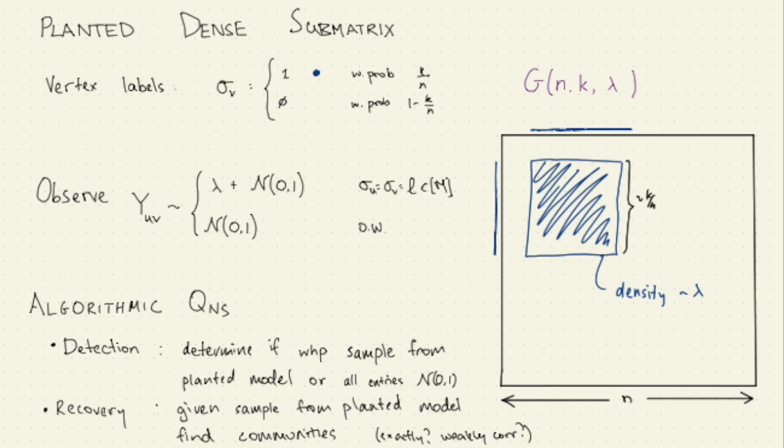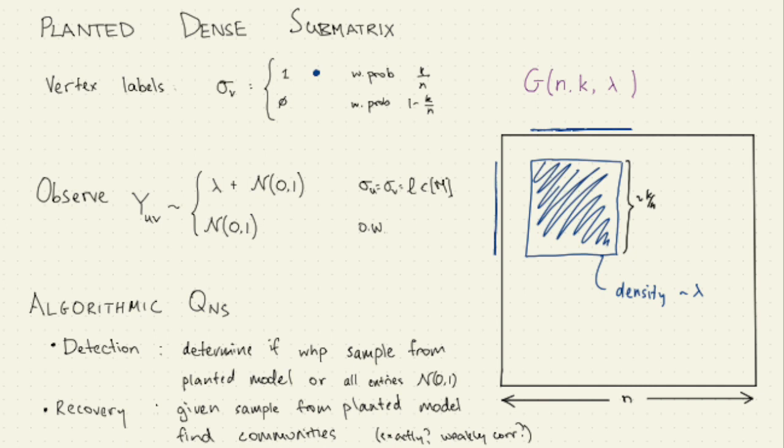planted dense submatrix, right? And so we're going to have additive Gaussian noise. And the idea is we just have some vertices which will be in our community, which are denoted with this blue dot, and each is going to be independently in the community with probability k on n. So we're expecting the community to be approximately size k. And these ones, we give them a slightly raised mean. Okay.